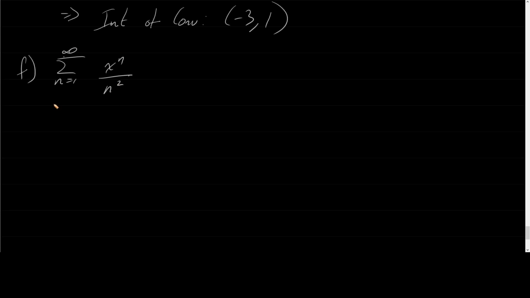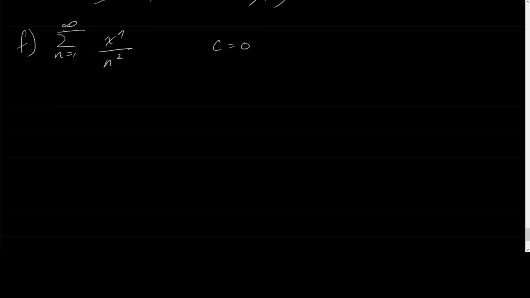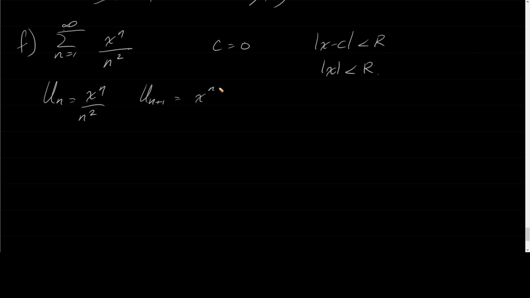Well, we're looking for the interval of convergence, right? In here, our center is 0. We want to first find the radius of convergence, and for that, we need to find the absolute value of x minus c to be less than r. In this case, since c is 0, we have the absolute value of x being less than r. Cool. We want to use the ratio test, so we need to figure out u sub n. That's x to the n over n squared. And we need u sub n plus 1. That's x to the n plus 1 over n plus 1 squared. Cool. Now, let's do the ratio test. The limit as n goes to infinity of the absolute value of u sub n plus 1 divided by u sub n.